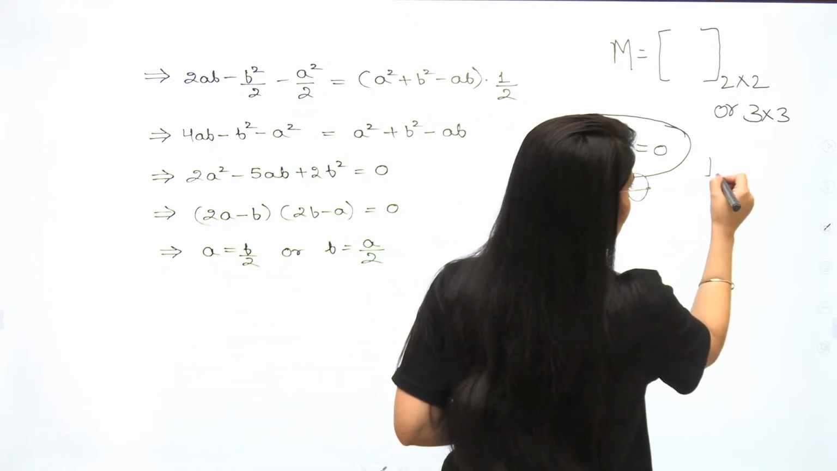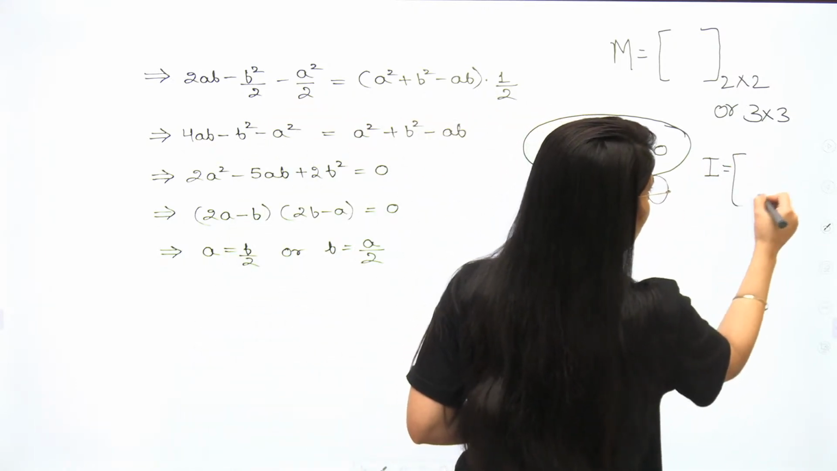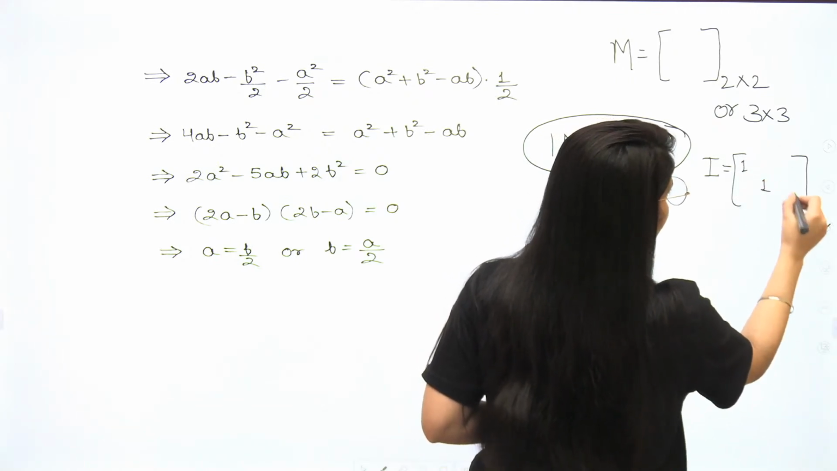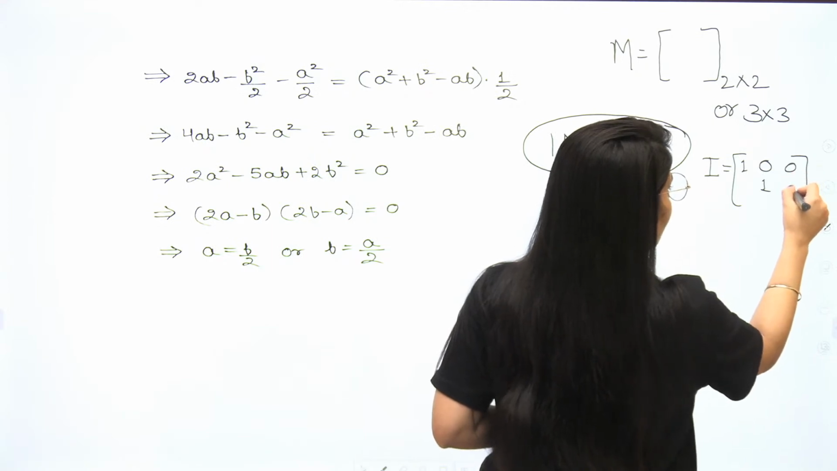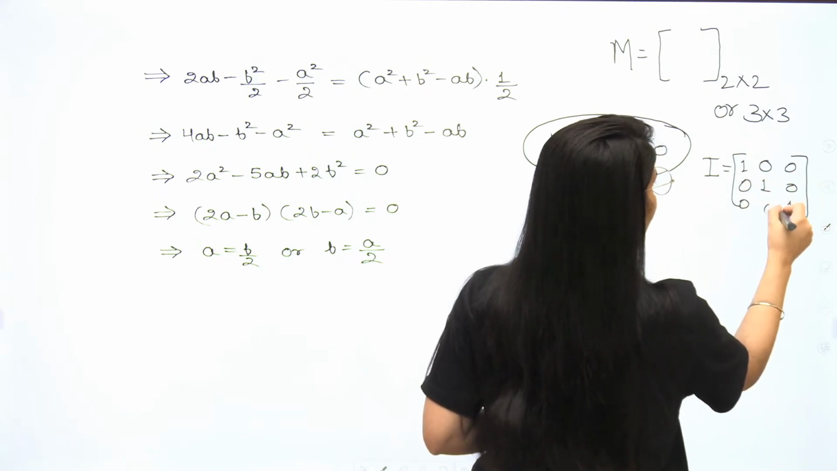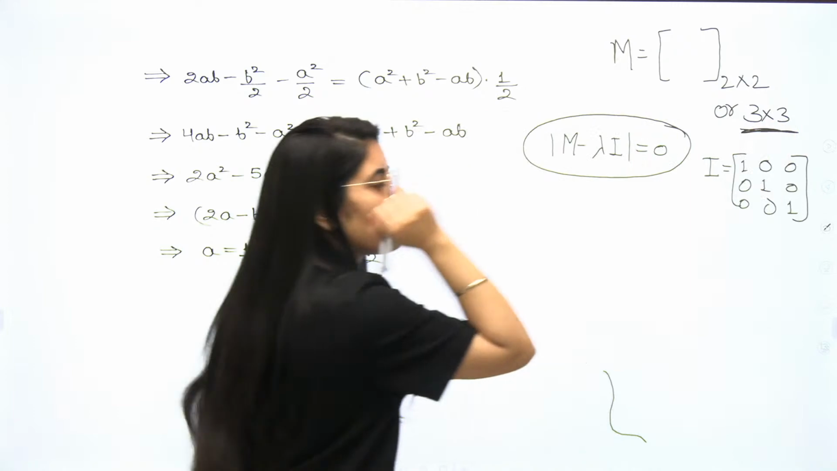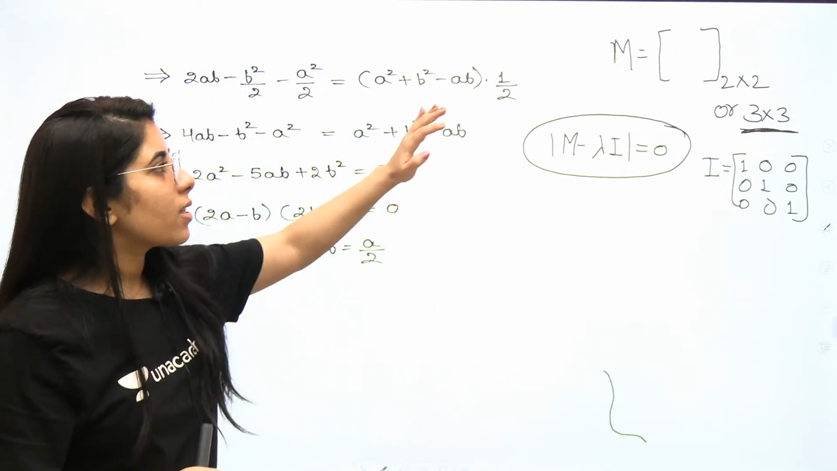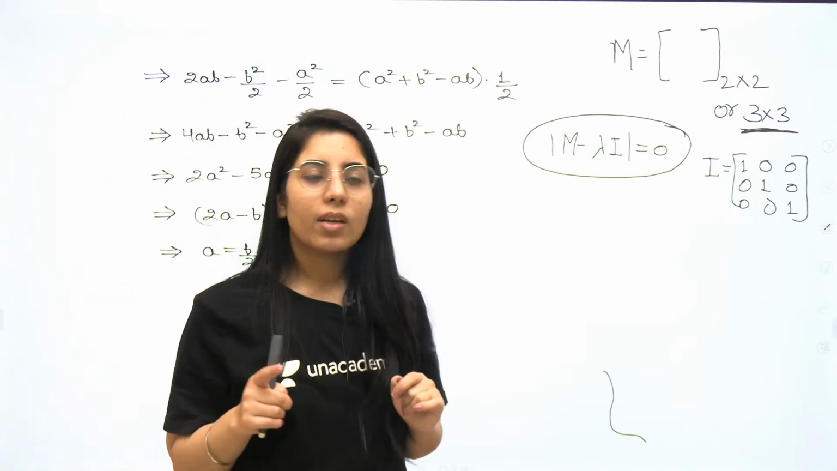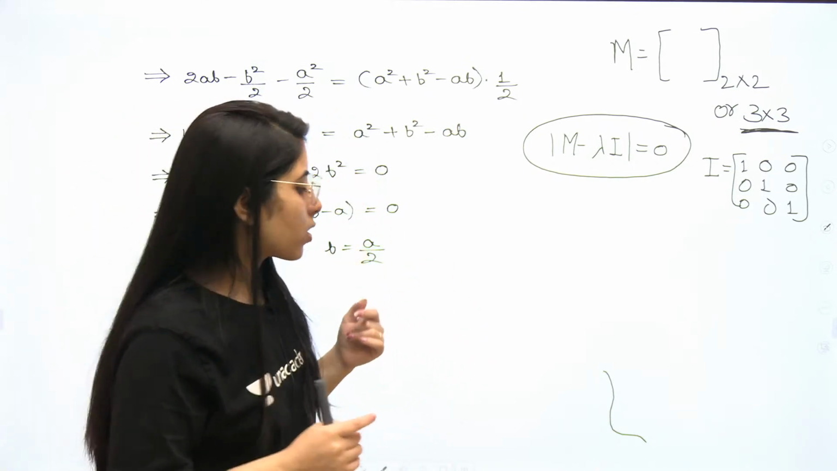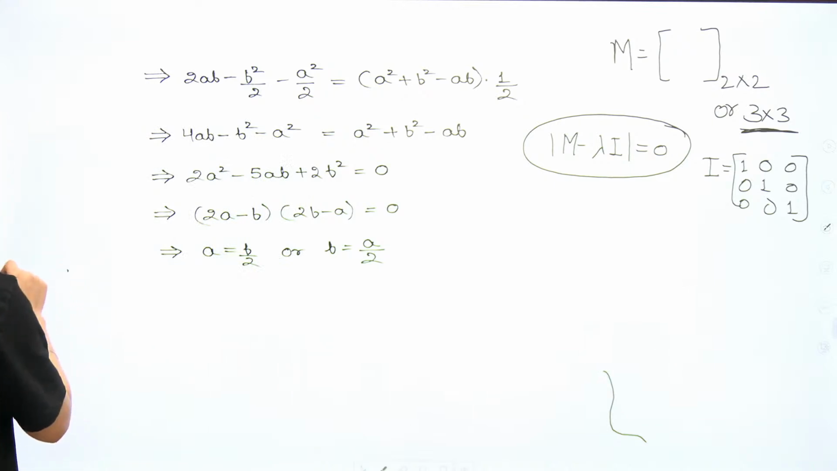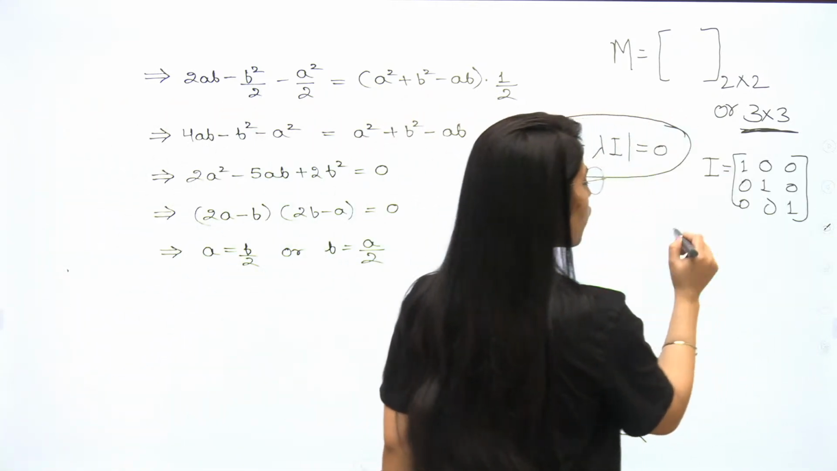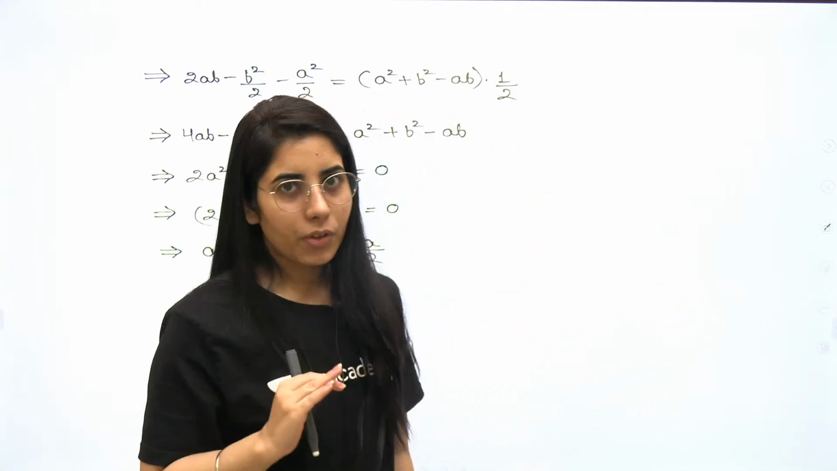Identity matrix means whose principal diagonal elements will be 1 and all other elements will be 0. If a 3 by 3 order matrix is given to you in the question, then you have to consider the identity matrix of the same order, that means 3 by 3. If the given matrix is of 2 by 2 order, then you have to consider the identity matrix of 2 by 2 as well.